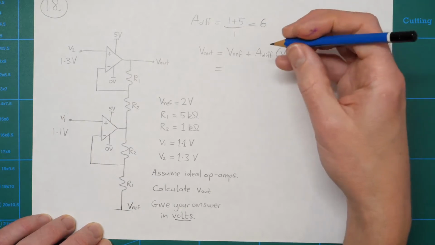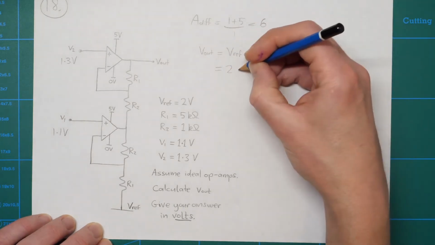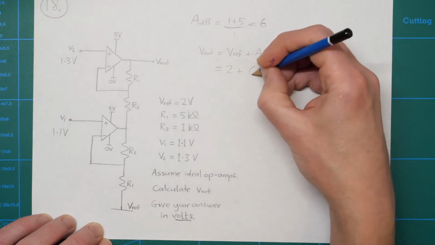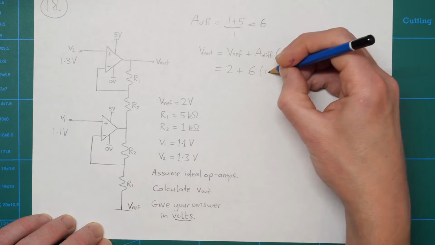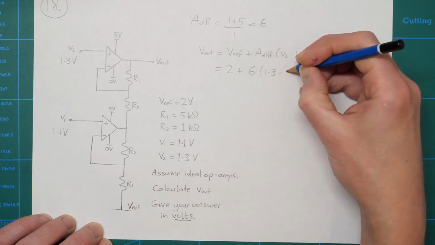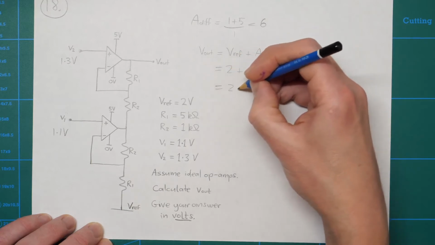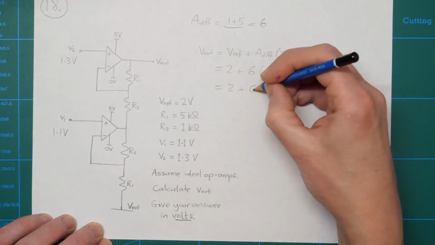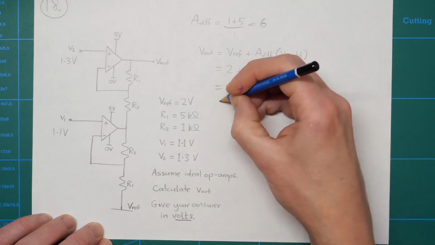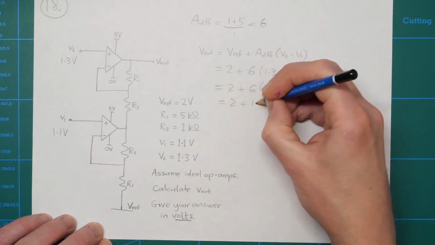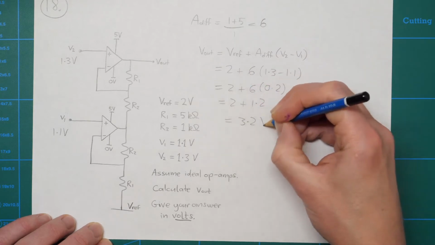So Vref in this case is 2 volts. A diff is 6. V2 is 1.3 and V1 is 1.1. So that's 2 plus 6 times 0.2, which is 2 plus 1.2, which is equal to 3.2 volts.